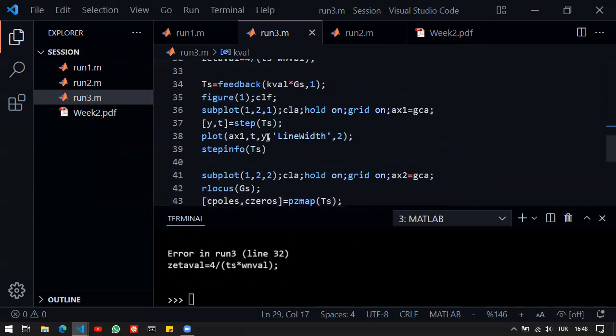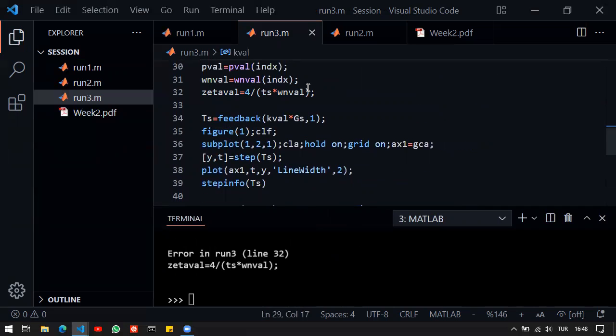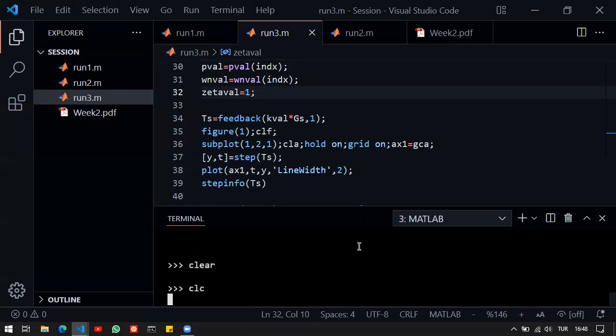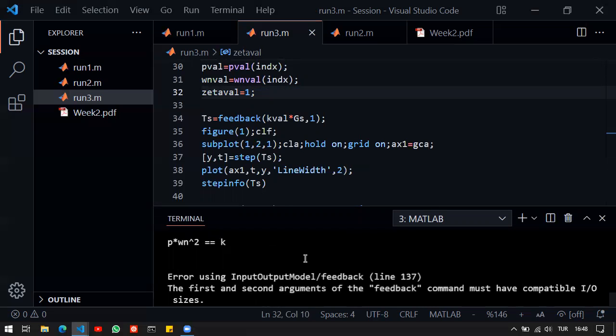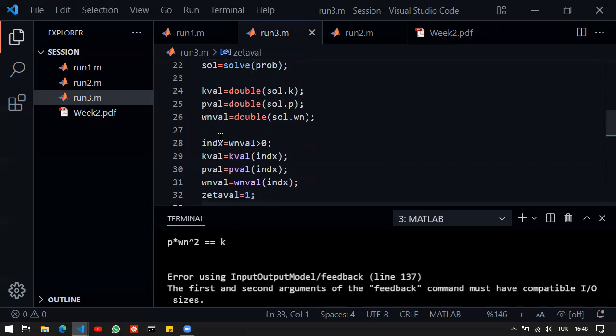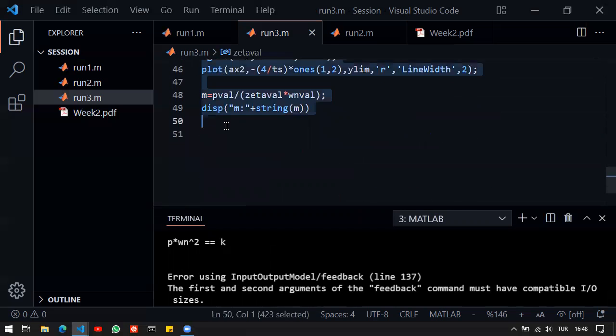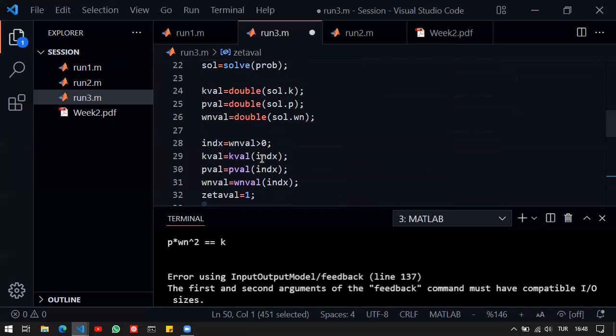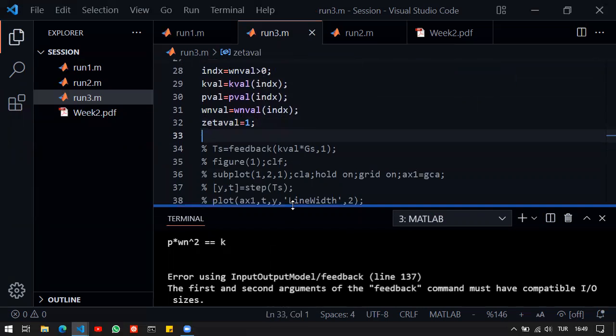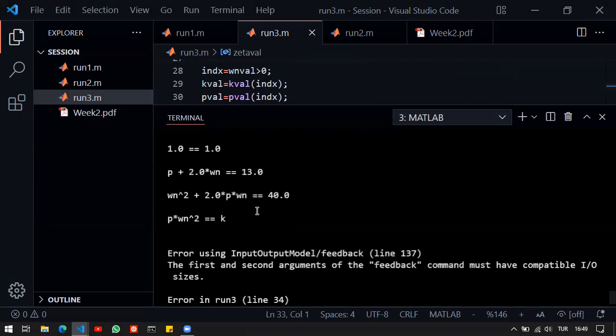Here we have zeta val. Here, that should also be equal to 1. And then we can see that we have a problem here. In order to see what the problem really is, let me comment this part out. So, for once we have these set of equations here. Now, 1 is equal to 1, and then p plus 2 omega n, etc.